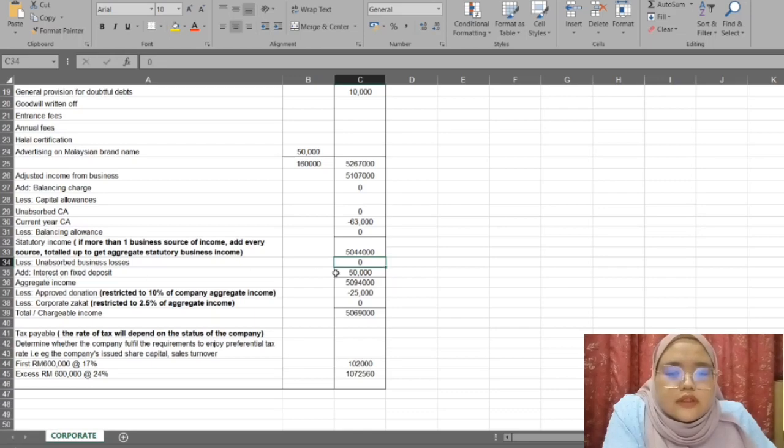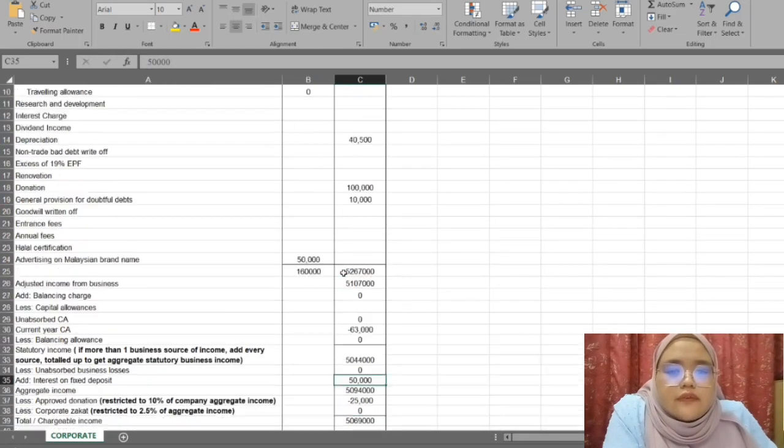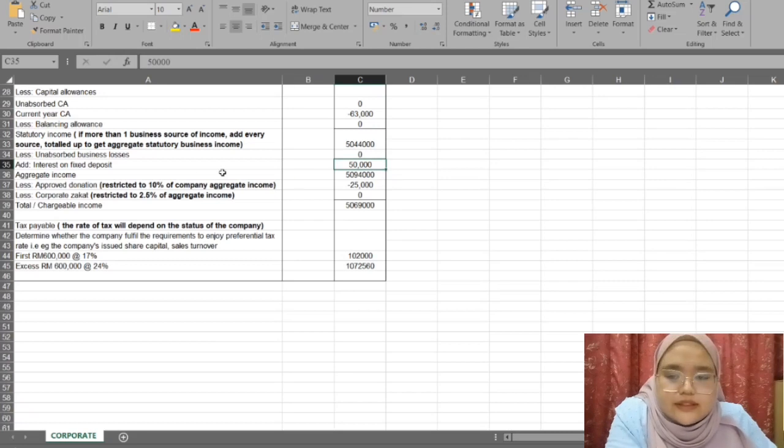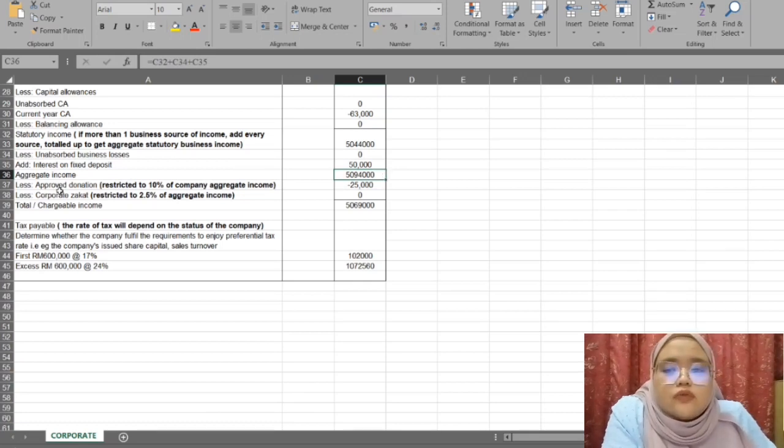Next, we need to deduct the unabsorbed business losses, which the company doesn't have, and add back the interest on fixed deposit amounting to 50,000. Then we can get the aggregate income for the business, which amounts to 5,094,000. Then we need to deduct the donation.